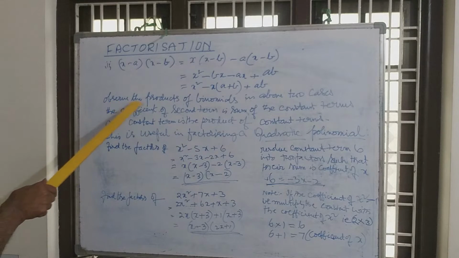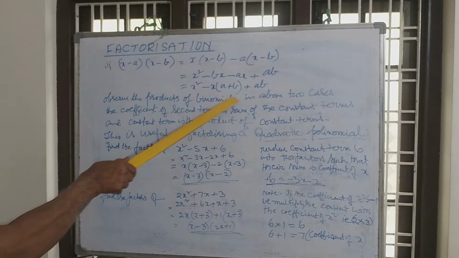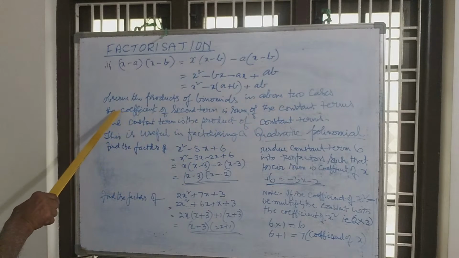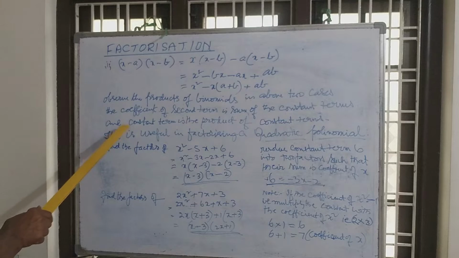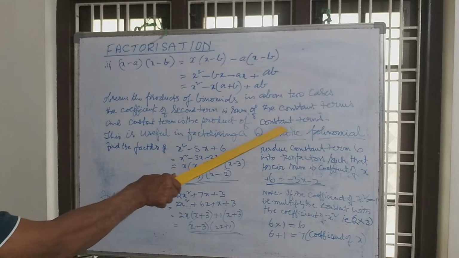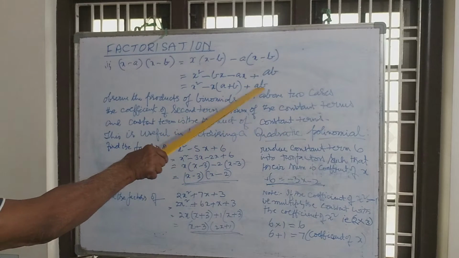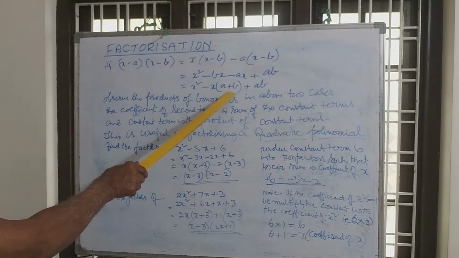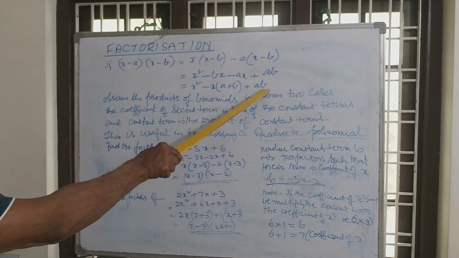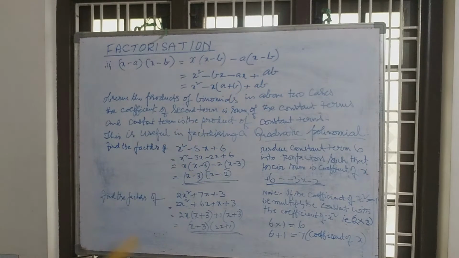Observe these products of binomials in the above two cases. The coefficient of the second term is the sum of the constant terms, and the constant term in the product is the product of the constant terms. So this is useful in factorizing a quadratic polynomial. What is this, a plus b? This is the sum and this is the product. Understand? Observe these two.